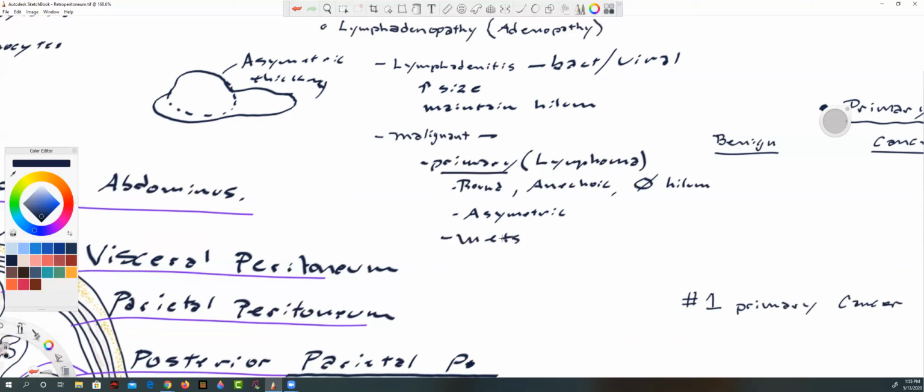Mets is very similar. What's the big difference? Same thing. They grow big, loss of hilum, but they tend to be heterogeneous, or as that doctor said the other day, heterogeneous. I don't know if there's a consensus on that, but I like heterogeneous. But in any case, large, round, loss of hilum, those are things you're going to be worried about.